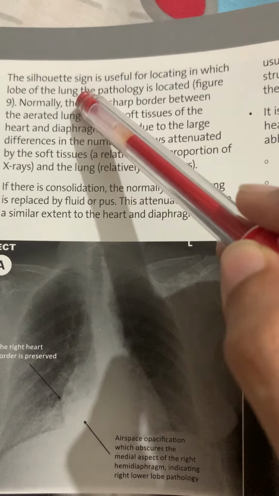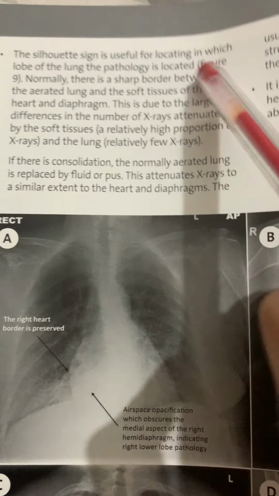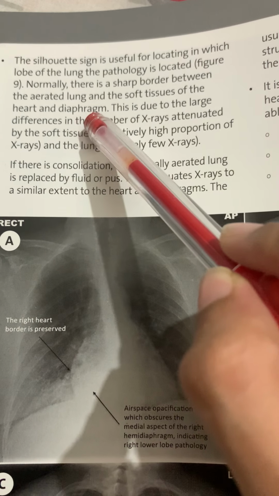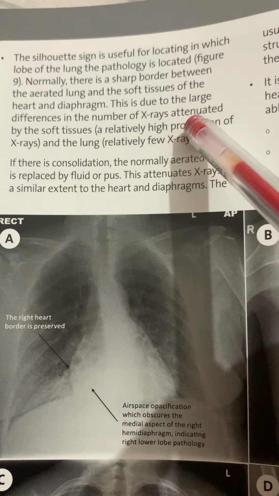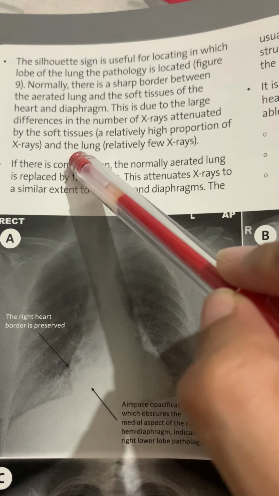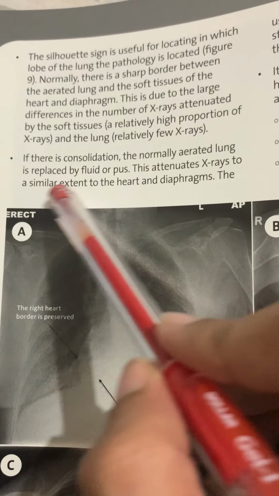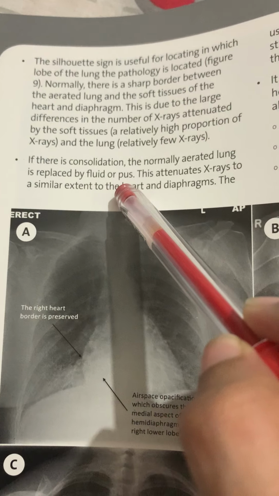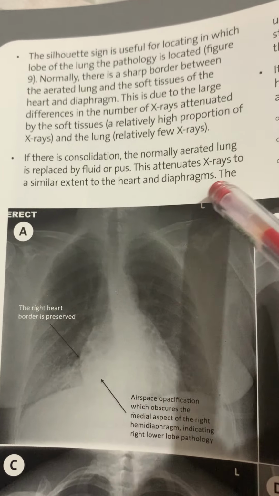The silhouette sign is useful for locating in which lobe of the lung the pathology is located. Normally, there is a sharp border between the aerated lung and the soft tissue of the heart and diaphragm. This is due to the large differences in the number of X-rays attenuated by the soft tissues, which is a relatively high proportion of X-rays, and the lungs, through which relatively few X-rays are attenuated. And if there is consolidation, the normally aerated lung is replaced by fluid or pus. This attenuates X-rays to a similar extent to the heart and diaphragms.